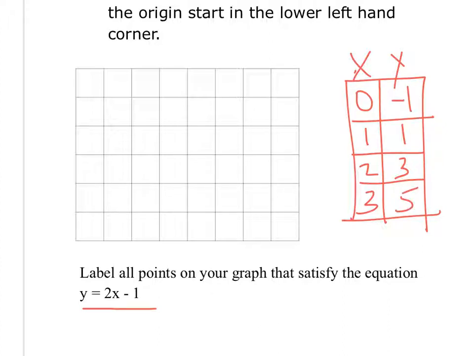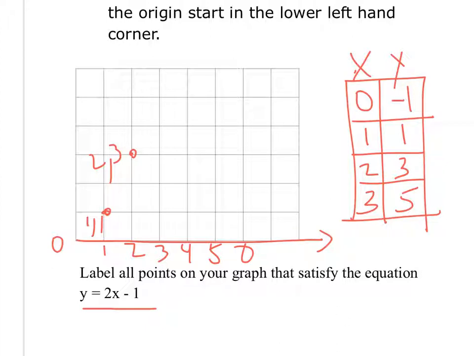Okay, so let's see if we can put in those points. So there's our x. We have 0, 0, 1, 2, 3, 4, 5, 6. So we have 1, 1. And then we have 2, 3. And we have 3, 5. And you can see that we'd also have down here, we'd have 0, minus 1. You don't draw a line through them. There's your points.